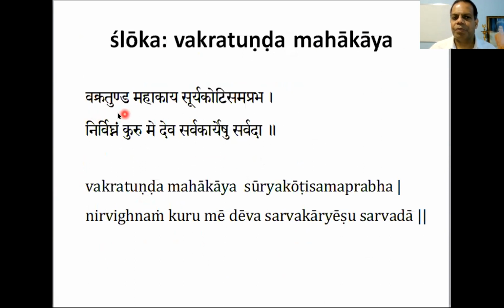Vakra tunda Mahakaya. Surya Koti Sama Prabha. Nirvignam Kuru Mediva, Sarva Karyeshu Sarvada. Nirvignam Kuru Mediva, Sarvakaryeshu Sarvada.